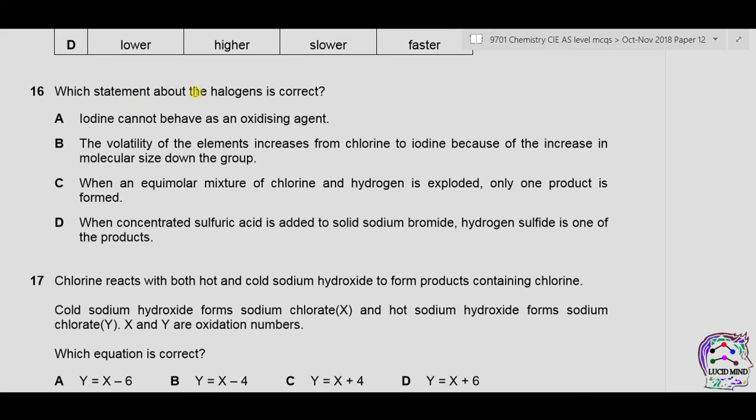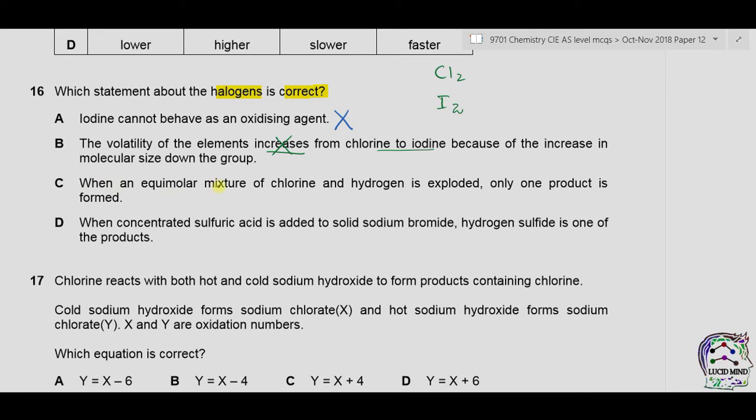Question 16, which statement about halogens is correct? A. Iodine cannot behave as an oxidizing agent. This is an incorrect statement because halogens can gain electrons to get themselves reduced and they do behave as oxidizing agents. Part B, the volatility of the elements increases from chlorine to iodine. This is incorrect because volatility decreases because chlorine is a gas and iodine is a solid. So iodine is less volatile than chlorine.